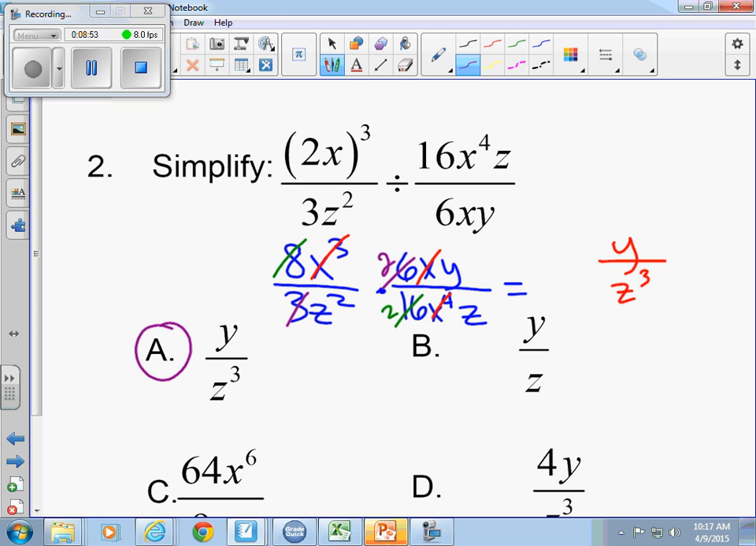So when I divided 8 by 8, I got 2. So I divided both of those by 8, and I divided both of these by 3. I pulled out a common factor.